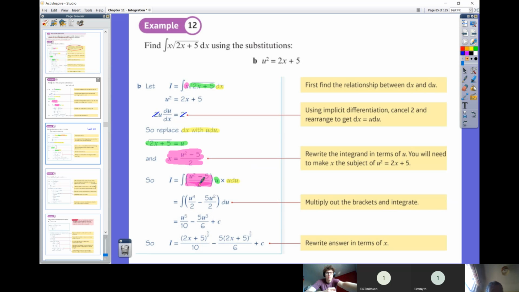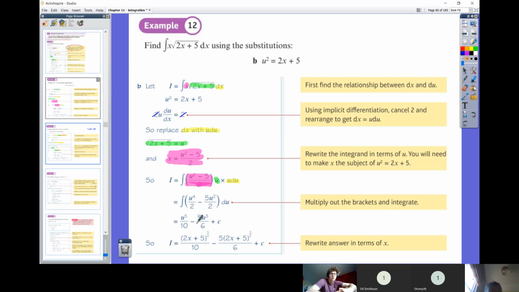We then do the algebra. So we've got u times u, which is u squared, and then multiply the bracket by u squared. So that's giving us u to the power of 4 minus 5u squared all over 2, or breaking that down into the two terms, we've got this. Integrate that, so add 1 to the power, divide by the new power, we get this.